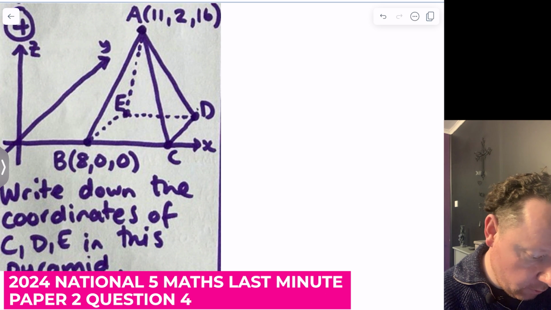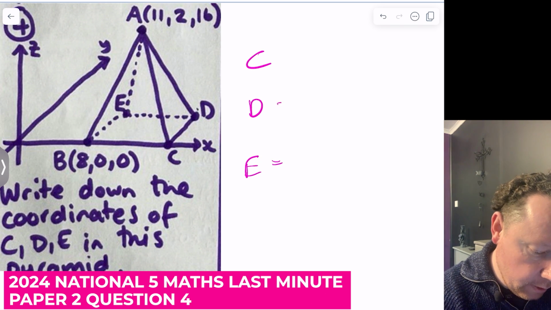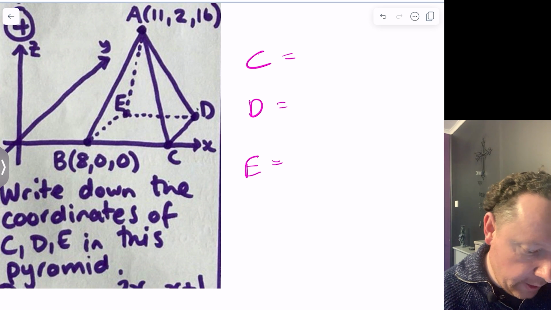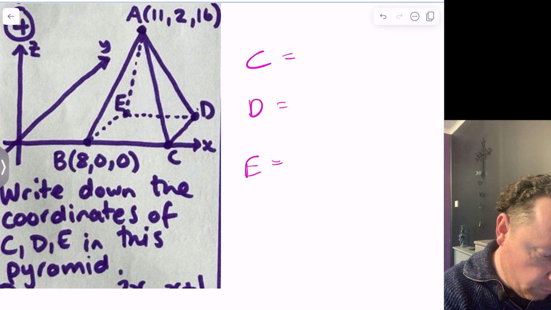So let's have a look, see what we've got. Write down the coordinates of C, D, and E. So we've got a square-based, well, is it a square-based pyramid? We've got a pyramid. Is it trying to trick us? So it goes 8, 9, 10, 11, so that'll be 12, 13, 14. So this length here will be 6.